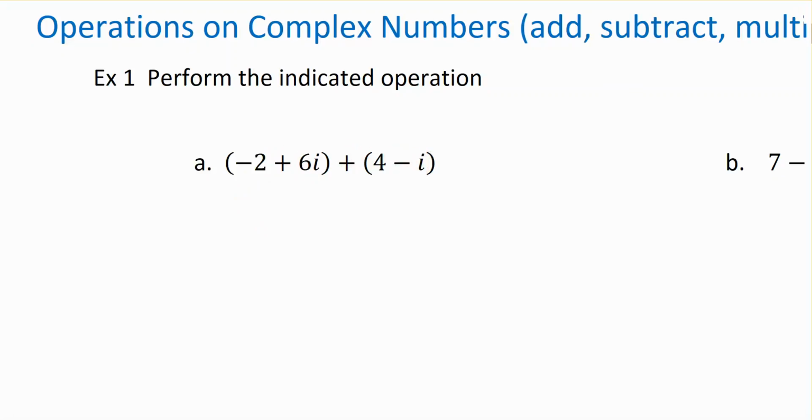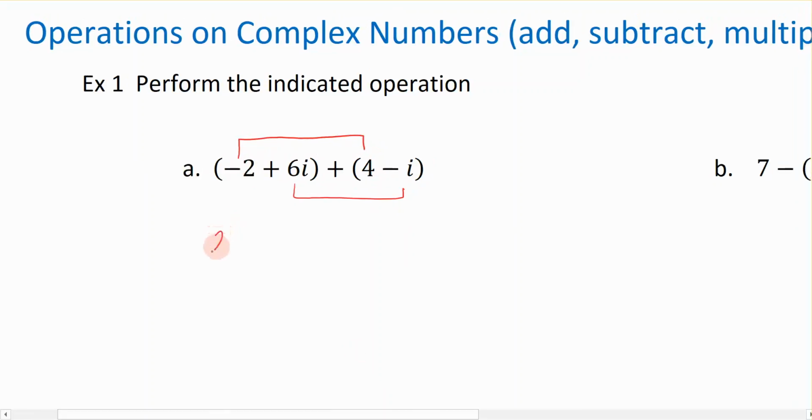And when I add or subtract complex numbers, I'm really going to focus on just collecting like terms. Like terms being, I'm going to add the real components together, and I'm going to add the imaginary components together. When I do that, I find out that I've got what? -2 plus 4 is a positive 2. And the imaginary parts, which is a 6i minus i, is just positive 5i.